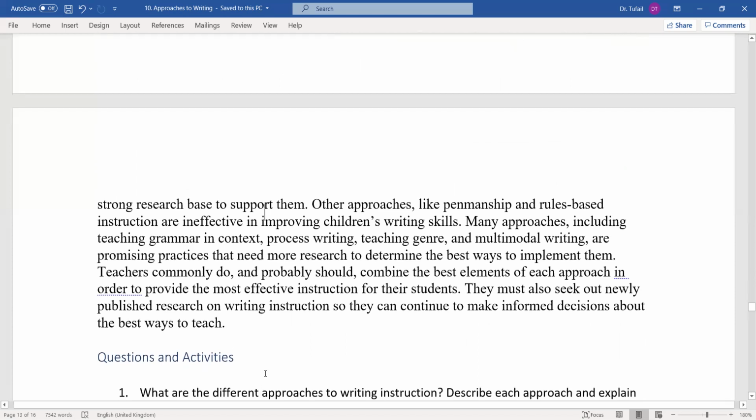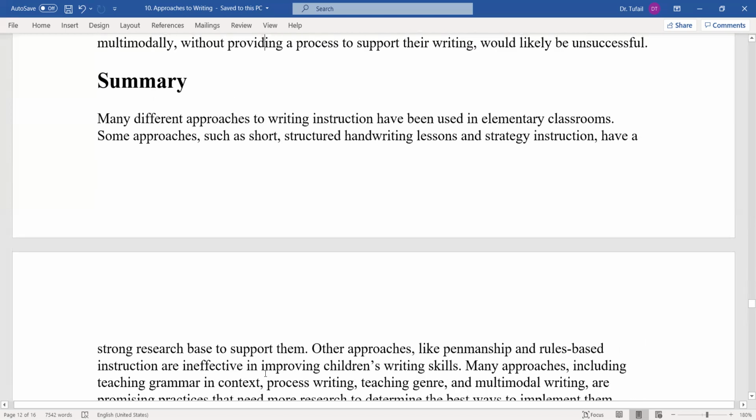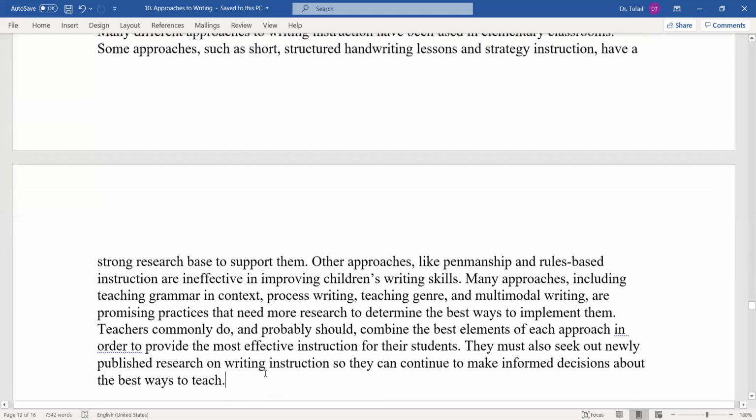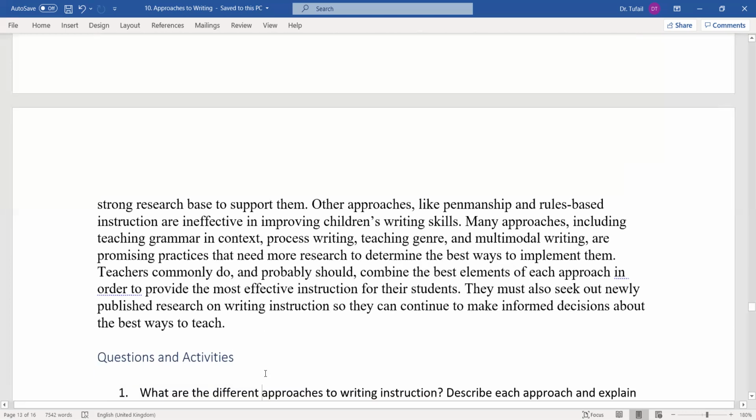So in summary, many different approaches to writing instruction have been used in elementary classrooms. Some approaches, such as short, structured handwriting lessons and strategy instruction, have a strong research base to support them. Other approaches, like penmanship and rule-based instruction, are ineffective in improving children's writing skills. Many approaches, including teaching grammar in context, process writing, teaching genre, and multimodal writing, are promising practices that need more research to determine the best ways to implement them.